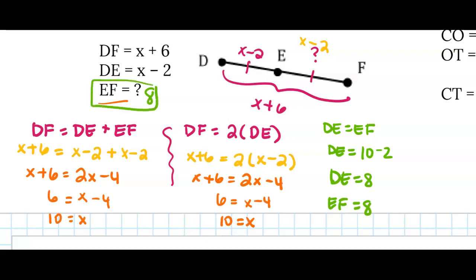One way to check this would be then to plug in 10 for DF. So 10 plus 6 is 16. 8 plus 8 is 16. So we know that we've done it correctly.